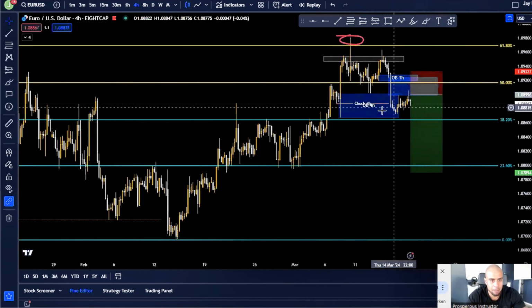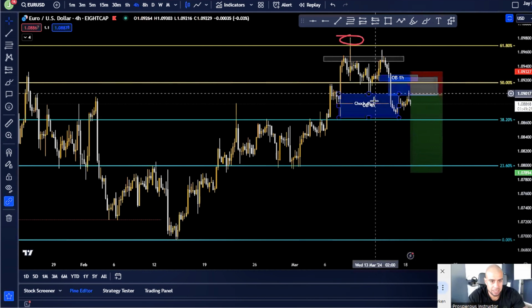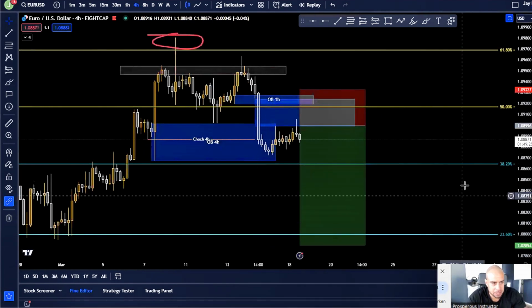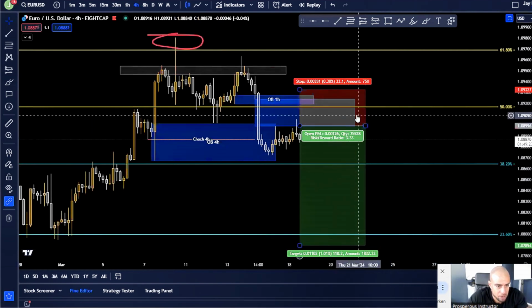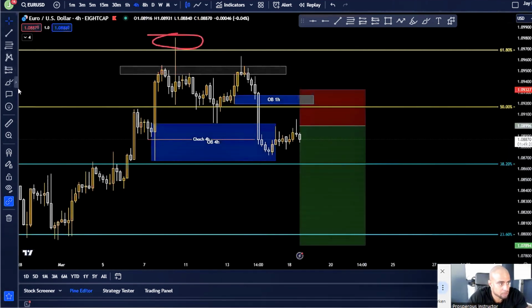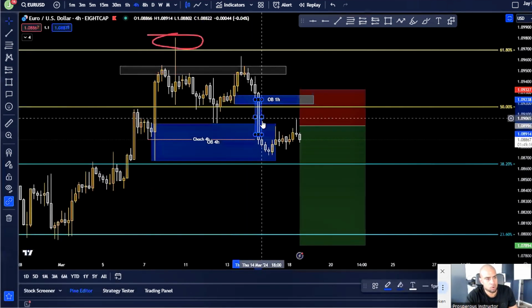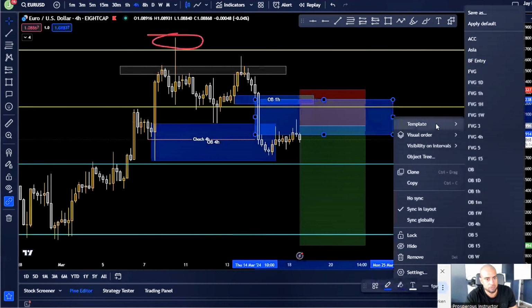So here's how I'm approaching this. All right, we are inside an order block. It's fully mitigated, and we have a fair value gap right here. Boom, boom, boom. Market tapped into that fair value gap.